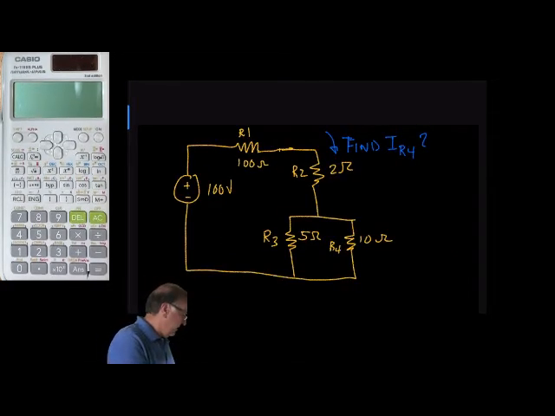Okay, the first thing we want to talk about is we have a circuit here. We have a power supply, and series and parallel resistors here. So what we want to do is find the current through R4, which is, I'm sorry, this is incorrect. It's really down here. Let's cross this out. We really want IR4, which is down there.